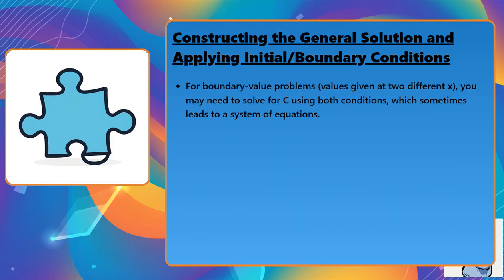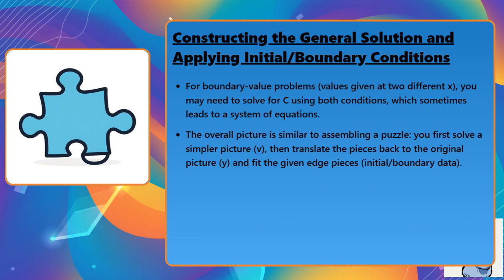For boundary value problems, with values given at two different x, you may need to solve for c using both conditions, which sometimes leads to a system of equations. The overall picture is similar to assembling a puzzle. You first solve a simpler picture, v, then translate the pieces back to the original picture, y, and fit the given edge pieces, the initial and boundary data.